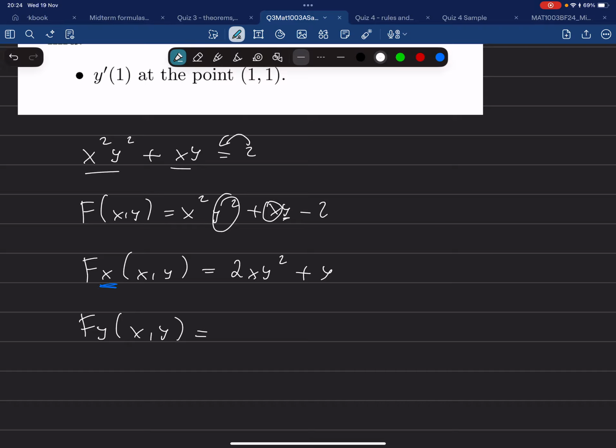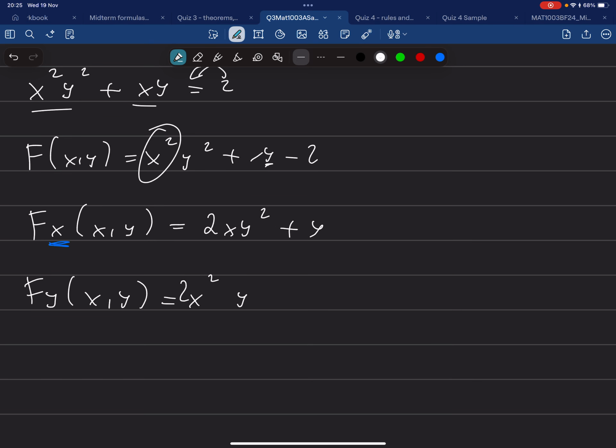Okay, and now I need to calculate a similar thing for y. So this time I only care about y, and I treat x as a constant. So this is a constant, I just copy it. Derivative of y squared is 2y. Or if I were to rewrite it, it would be 2x squared y. I'm just switching places of the variables.